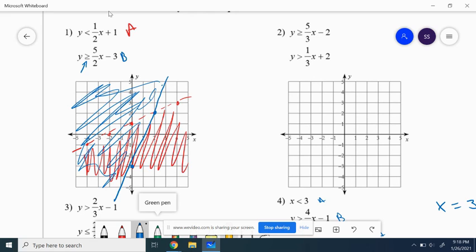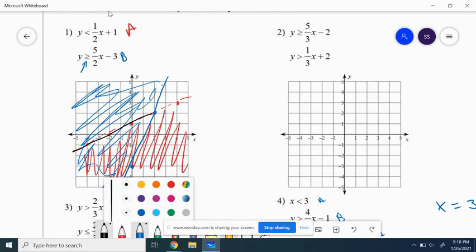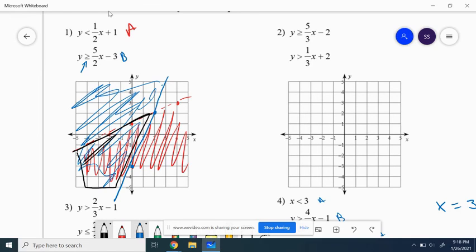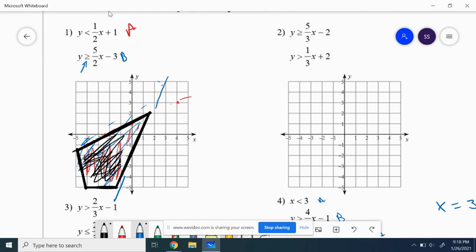So what's the overlap section? Let's find a different color. The overlap section would be right in here, okay? So this is what I'm looking for. Oh, look at that. All right, you could erase this if you wanted to, if you're using pencil. The actual solution is the overlap, okay?